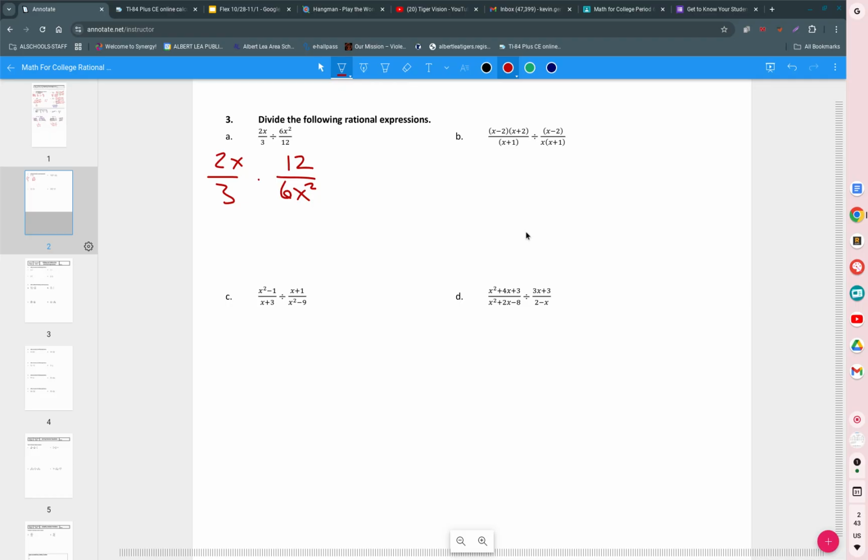I look to see if there's something that will reduce, and right away I see the 12 divided by the 3. That reduces to 4 over 1. Two x over 6x squared reduces to 1 over 3x. When I reduce those, I can now multiply. I get 4 over 3x.